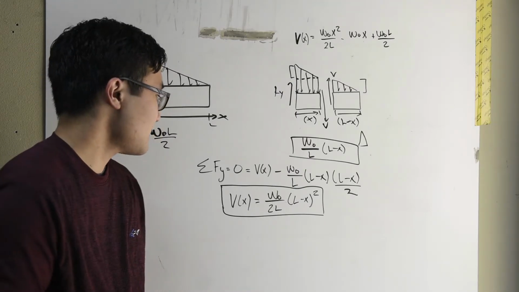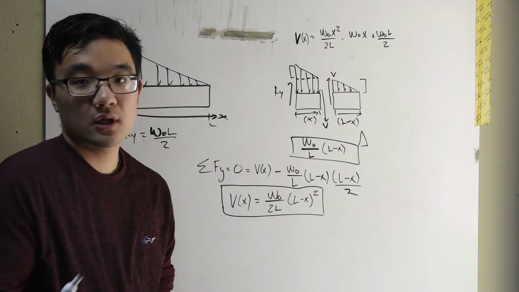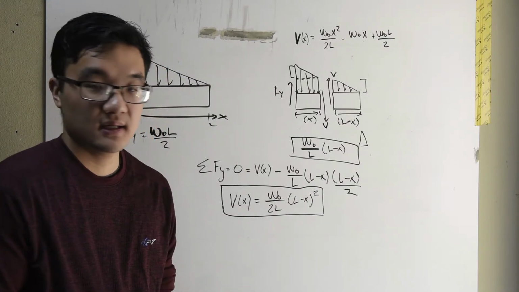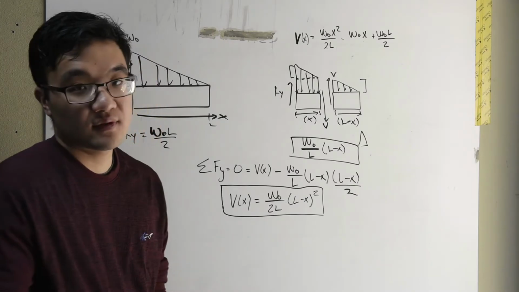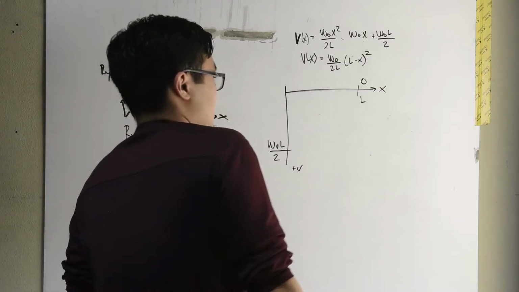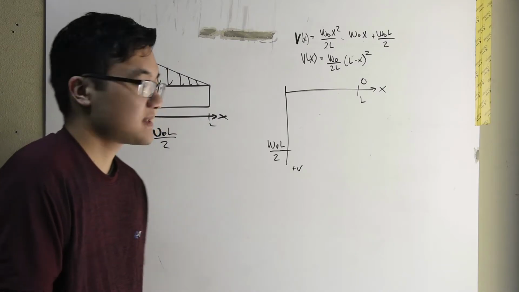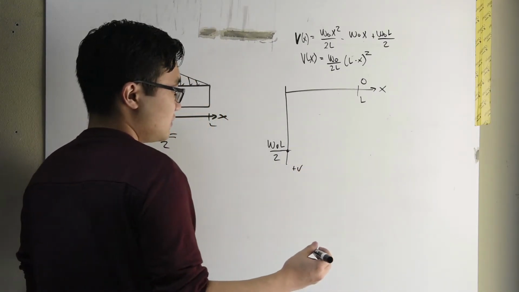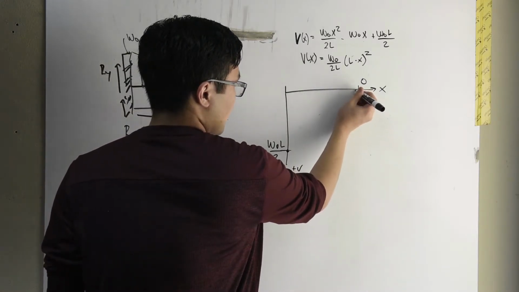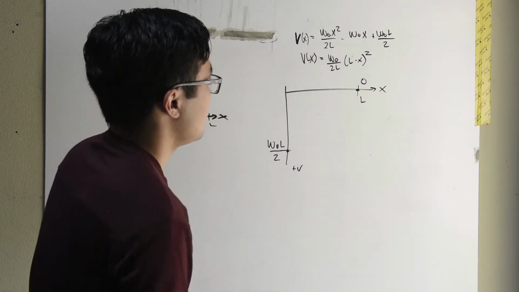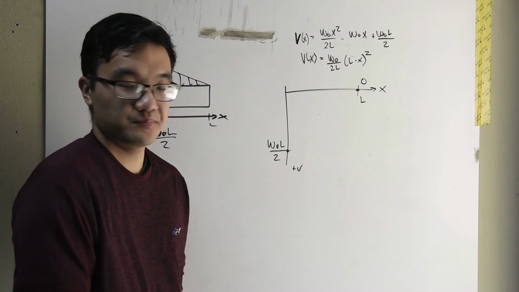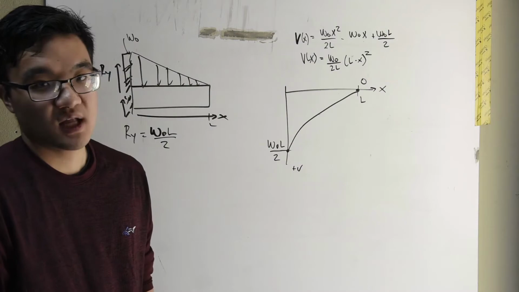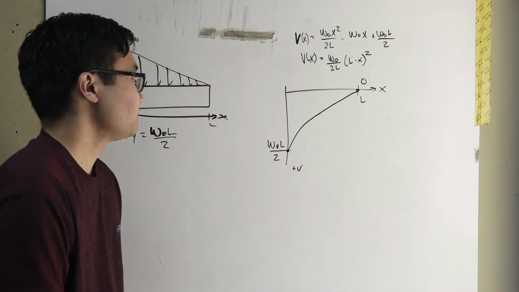So hopefully that makes some sense. Now we're going to go ahead and we'll graph what this looks like. Okay. Now it's quite simple. Again, we know we have to be at W naught L over 2 here. We know we have to be at 0 here. And the function itself is quadratic. So therefore, it's going to curve like that. It's not going to be linear, it's going to be quadratic.